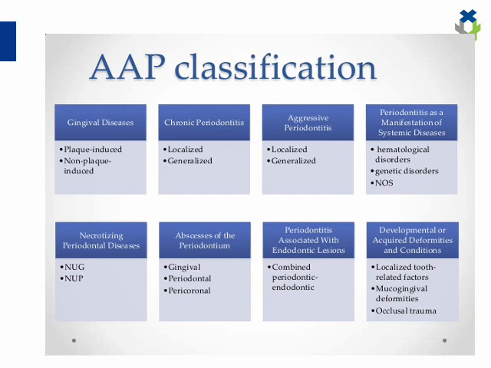Abscess of periodontium can be gingival, periodontal, or pericoronal in nature. Periodontitis associated with endodontic lesions can be combined periodontic and endodontic lesions. Developmental or acquired deformities and conditions can be localized tooth-related factors, mucogingival deformities, and occlusal trauma.